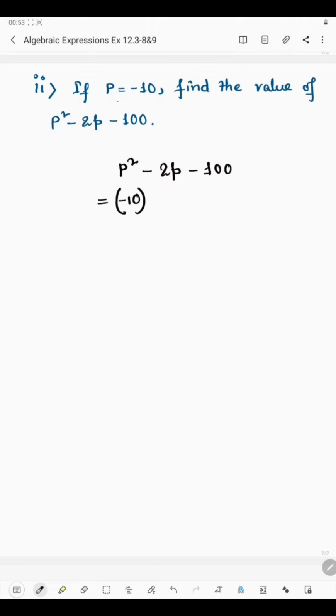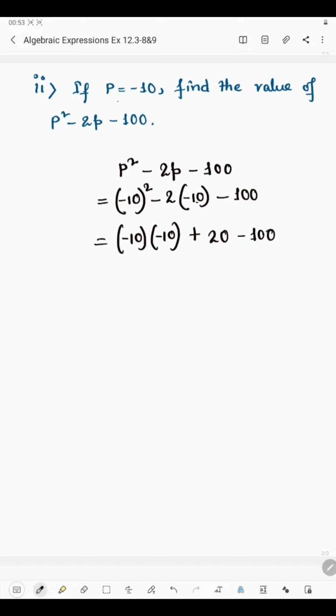Okay. So we'll put the value of the variable within the bracket. So it's minus 10 and here p square was there. So it will be minus 10 square minus 2 into p. So 2 and the value of p within the bracket, minus 100. Now since the power is 2, we'll write the base twice, minus 10 into minus 10. Now 2 tens are 20 and minus minus will become plus. Then we have minus 100.